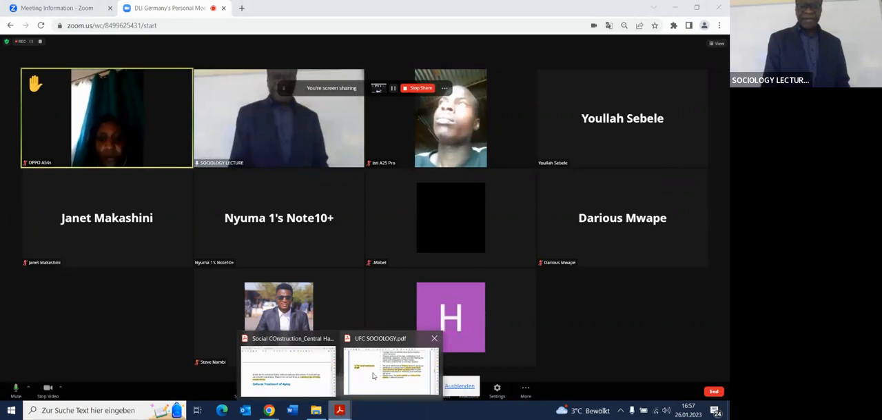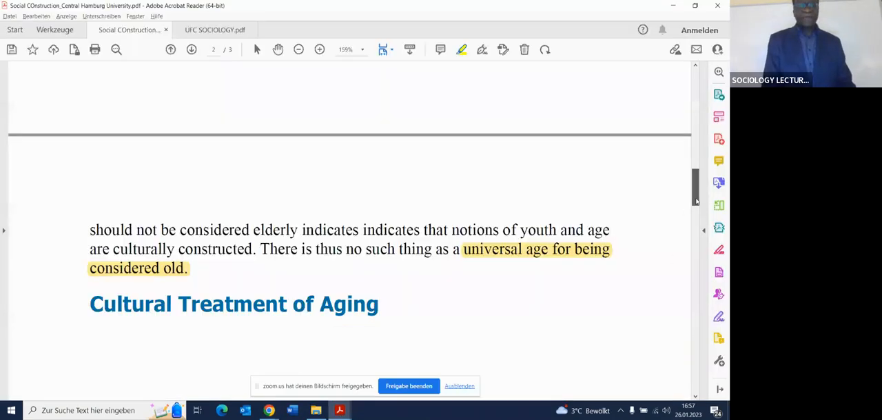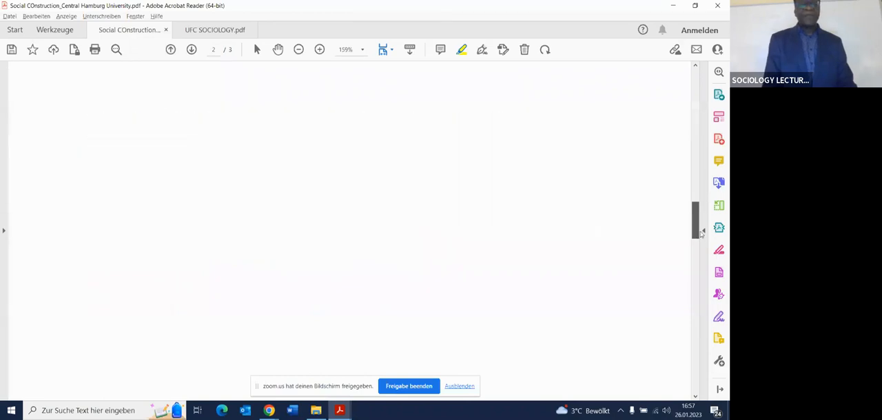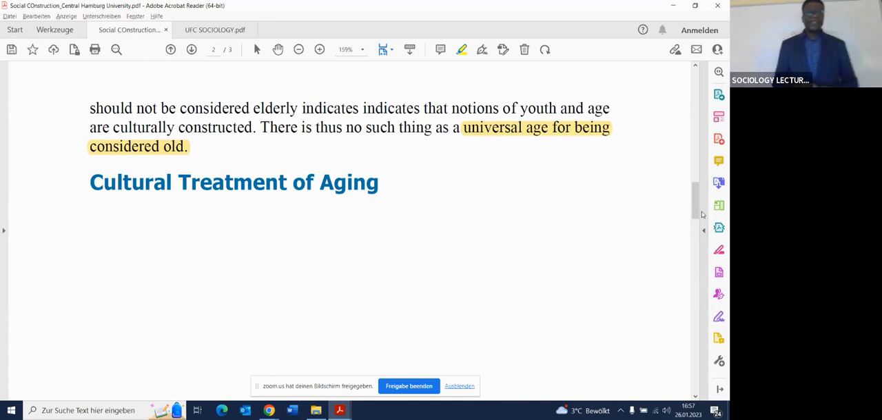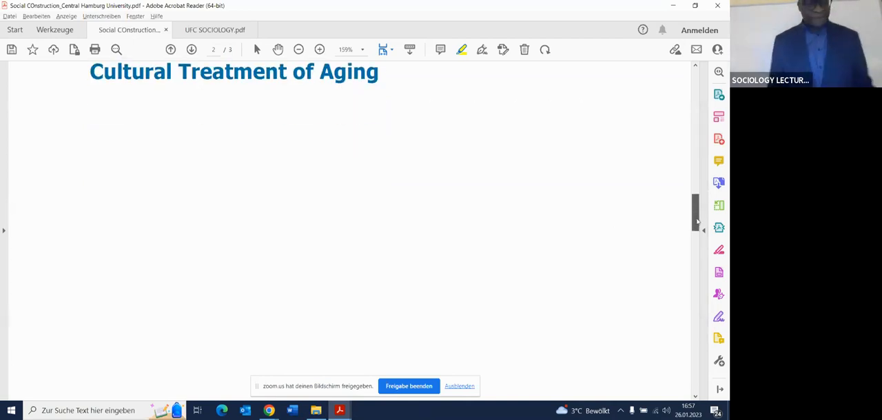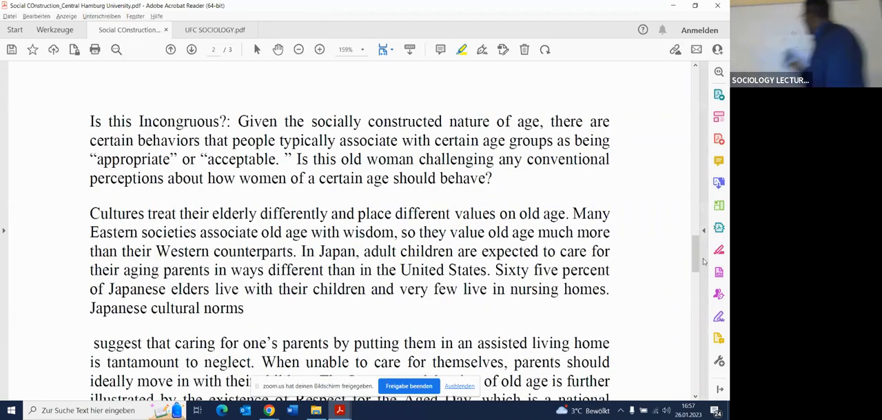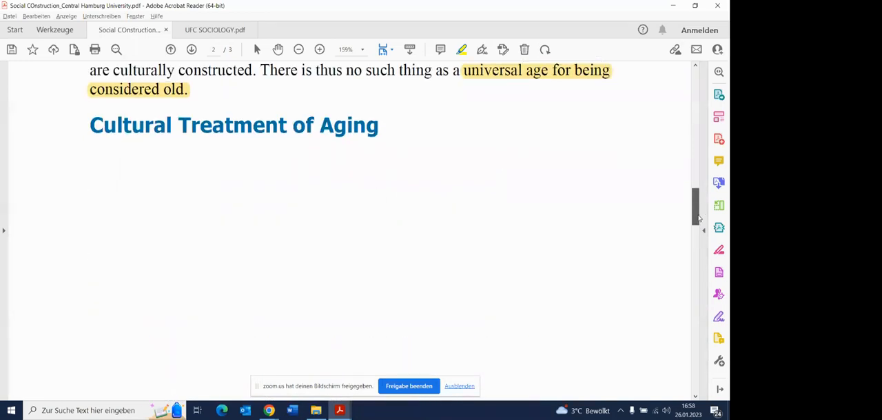I mean, the next paragraph, I think. Okay. This one is called cultural treatment of aging. Very interesting. Cultural treatment of aging. One second. Still on social construction of aging. Cultural treatment of aging, that's the subheading. Let's read it through.